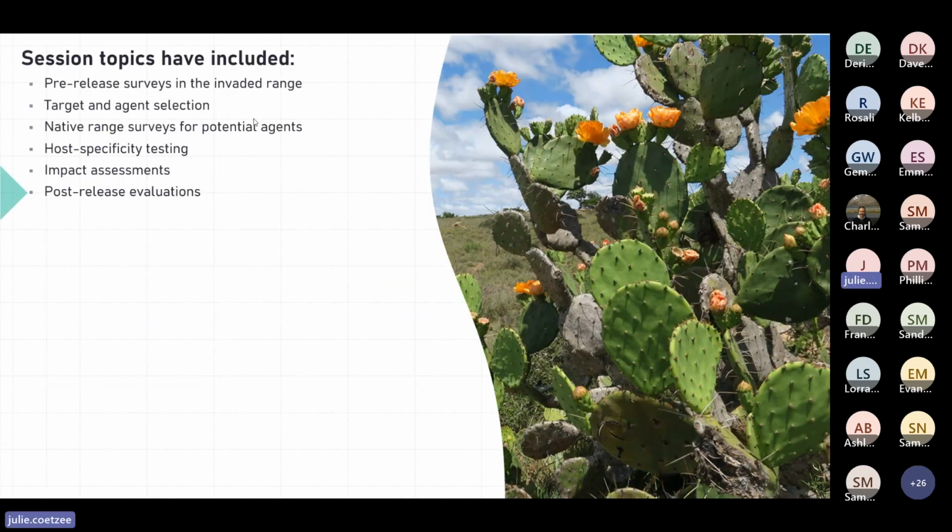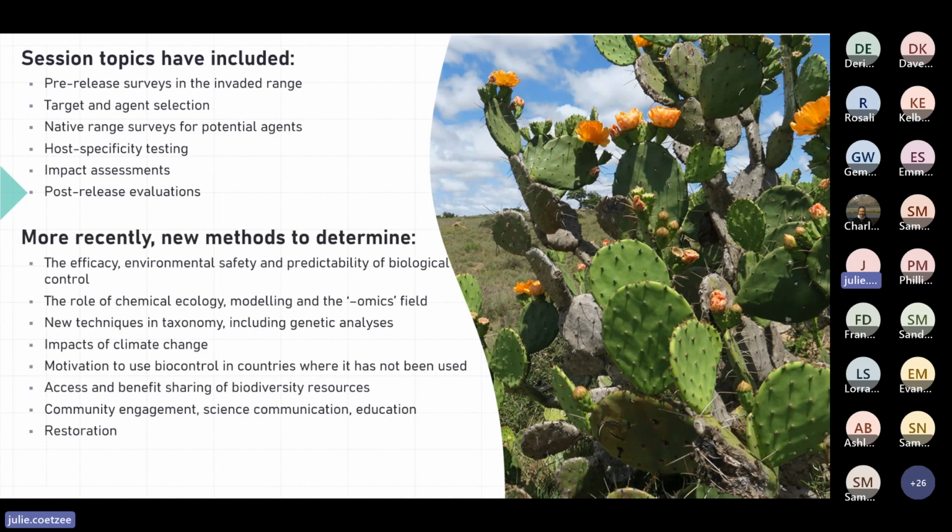And over the years, session topics have included the typical biocontrol topics of pre-release surveys in the invaded range, target and agent selection, native range surveys for potential agents, host-specificity testing, which is one of the most important steps, impact assessments, followed by post-release evaluation. But more recently, a number of new topics, new methods have been incorporated as the science has progressed in the light of evolution, ecology, conservation, and climate change, so that we're now looking at the efficacy, environmental safety, and predictability of biological control.